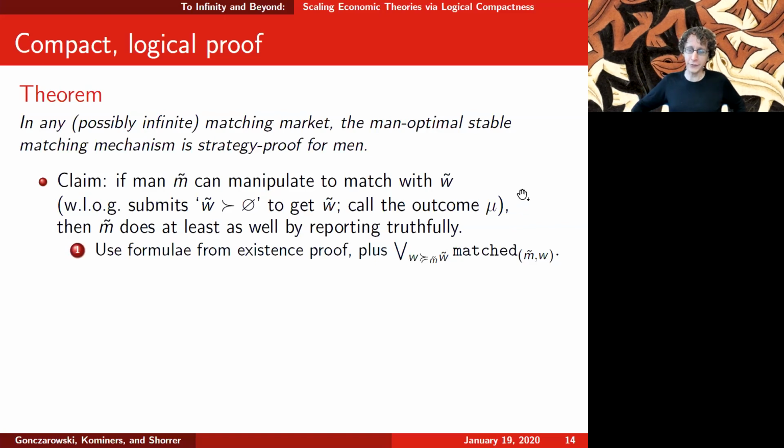And we're now going to introduce a slight extension of the formulae we had before. We're going to use those same formulae, but with a new one that says that M tilde has got to be matched to a woman he prefers weakly to W tilde. So this adds an additional statement, and you can see it has the structure of 'does at least as well.' But we haven't said anything about reports yet. We're just asking, does he do at least as well?